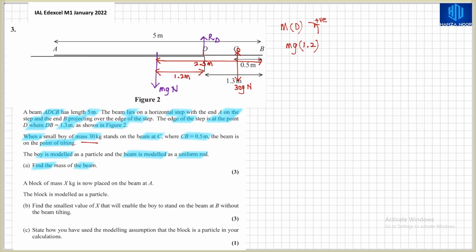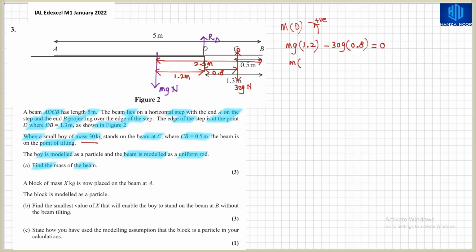And then we have the 30g weight, and it is acting in the clockwise direction. Since I've taken the anti-clockwise direction as positive, we will subtract 30g into what? We need to find this distance CD. So this will be 1.3 minus 0.5, which is 0.8 meter. This distance is 0.8 meter. So 0.8 will be multiplied by 30g. And this is subtracted from the earlier moment, and this whole thing will be equal to 0 since the rod is in equilibrium. So in this way, we are going to find the value of M.